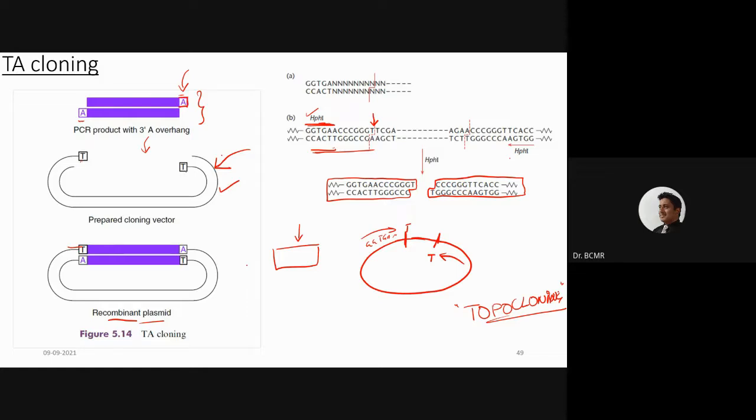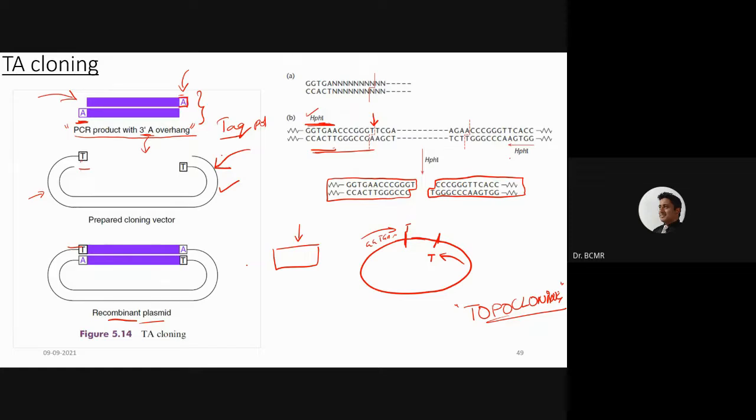Okay, and the same could be used. We have to search for restriction endonucleases that may leave an overhang that is compatible. There should be only one A, and that is compatible with the overhangs of the vector. One of the easiest or very common ways is during PCR. If you are aware, we use Taq polymerase, and Taq polymerase usually leaves one 3' A overhang.